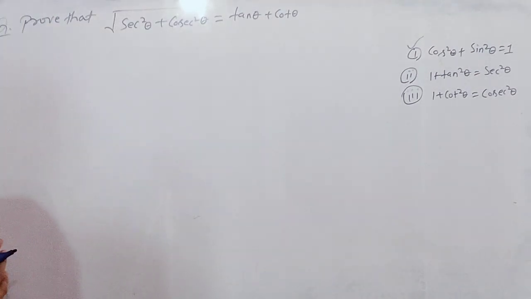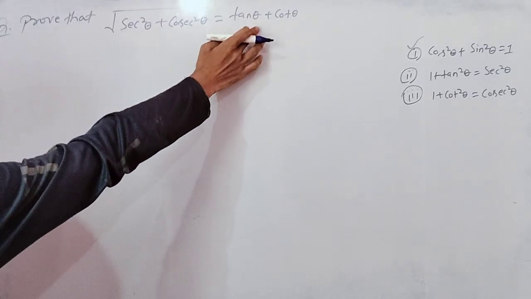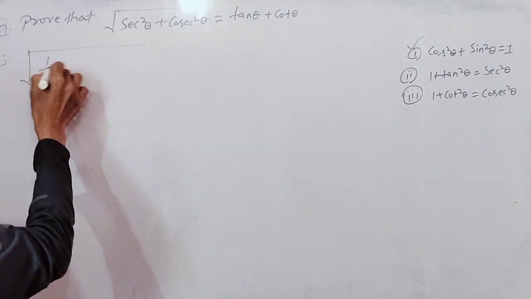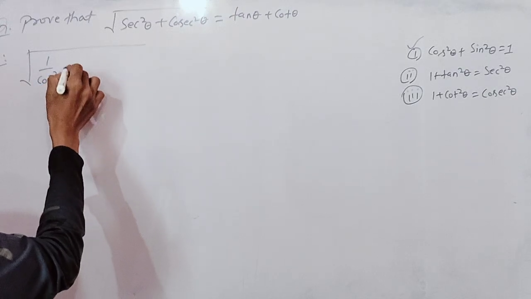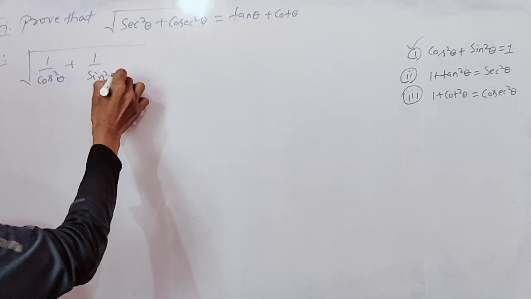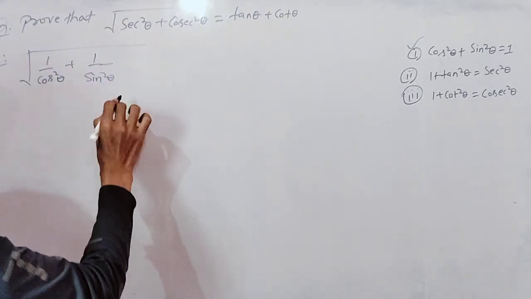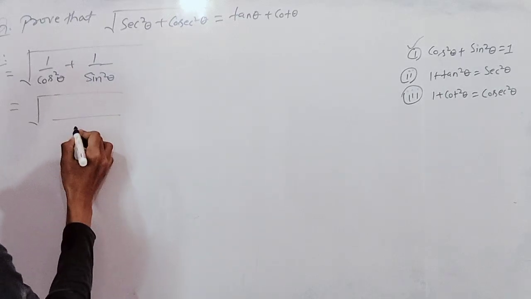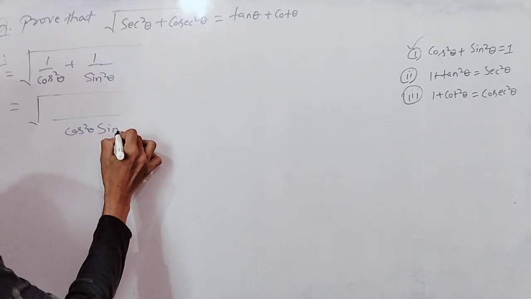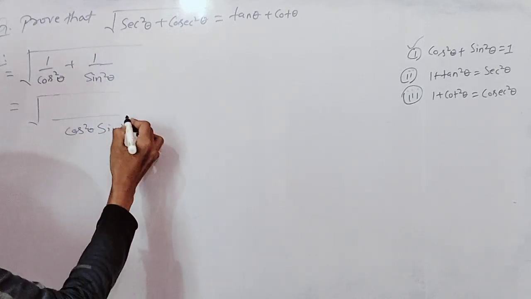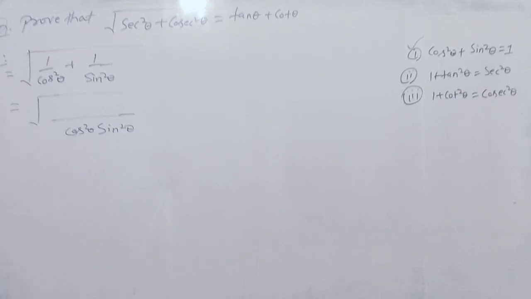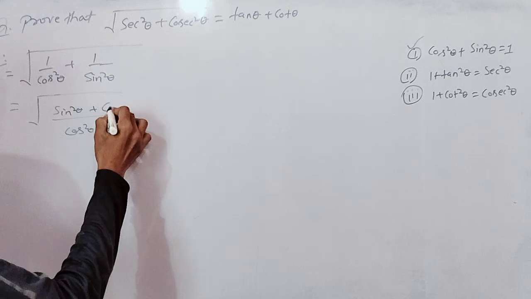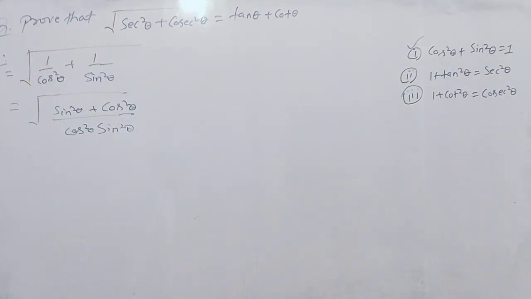Okay, this is the completion. I am starting from this to bring this. As we know, sec square theta can be written as 1 upon cos square theta. Cos square theta can be written as 1 upon sin square theta. Clear? What else? Here is what? Cos square theta into sin square theta. Yes, till here it is correct. Now this is the same, so I can write this here. Clear? Now what else?